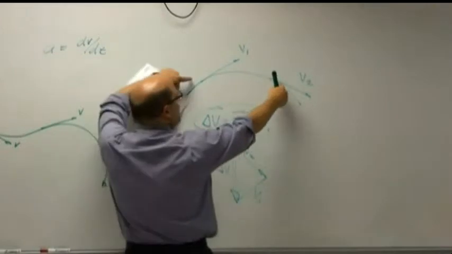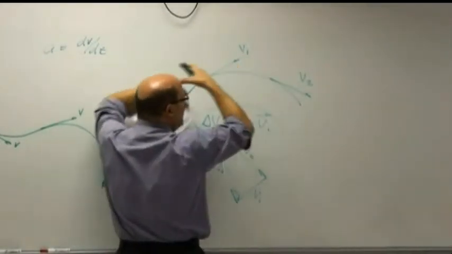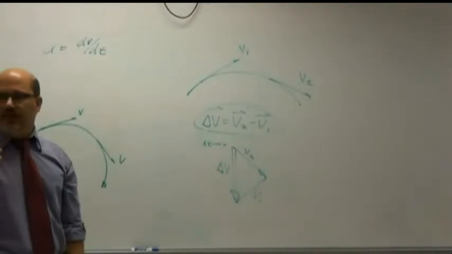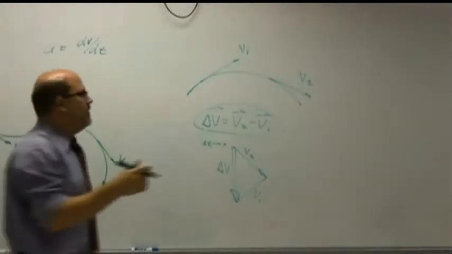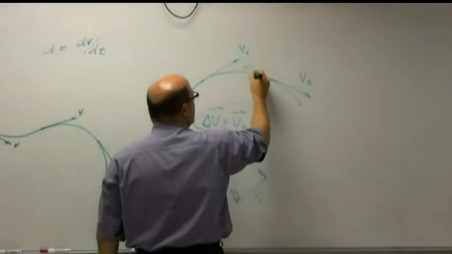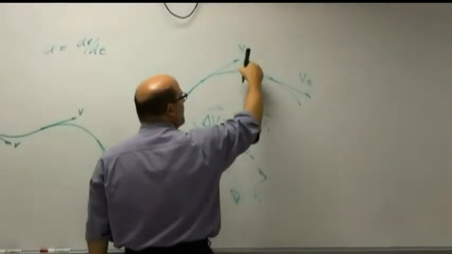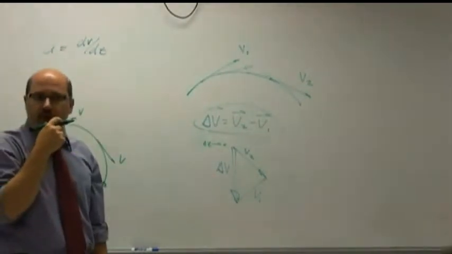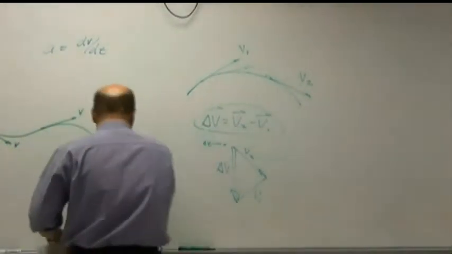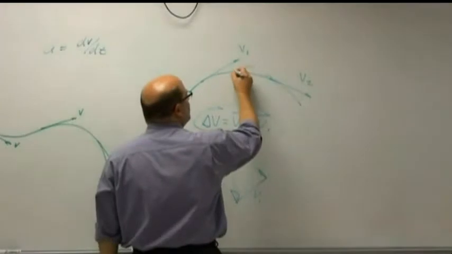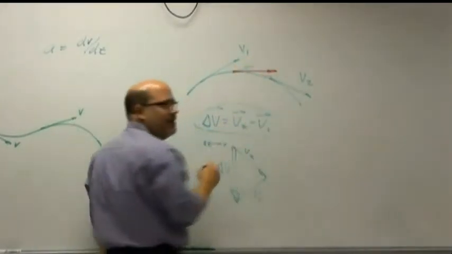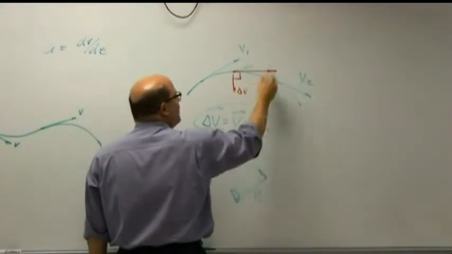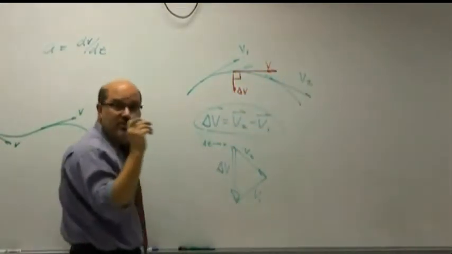As these two get closer and closer together, which direction does this delta V point then? If I put this one here and this one here, V1 and V2, it's still pointing down, right? Yes. Still points down. So what happens when I get V1 and V2 so close together that they're right there? It points this way, right? So our delta V is pointing that way, and our V is pointing that way when we're changing direction.